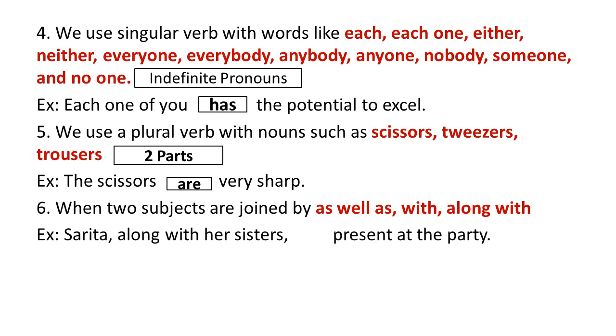We have two subjects in the example, Sarita and her sisters. According to the rule, verb must agree with the first subject. And the first subject in the example is Sarita and it is singular subject. Hence, we have to use singular verb. Sarita, along with her sisters, was present at the party.